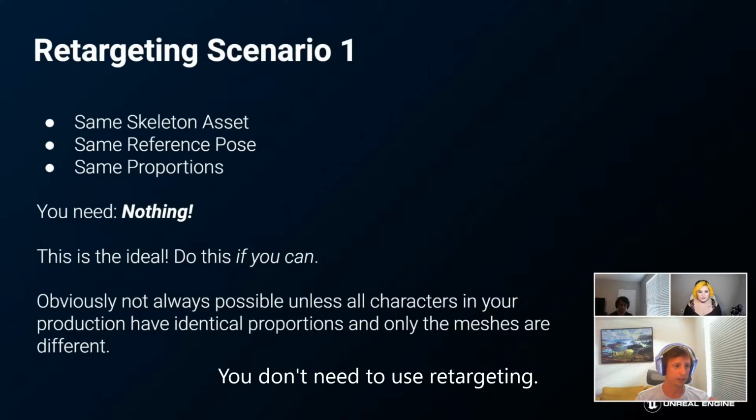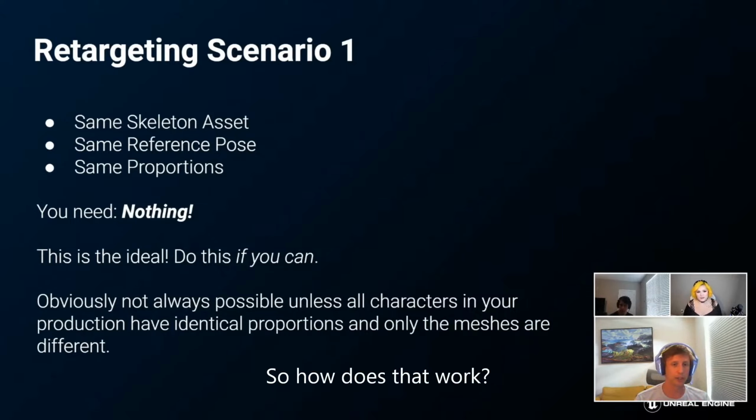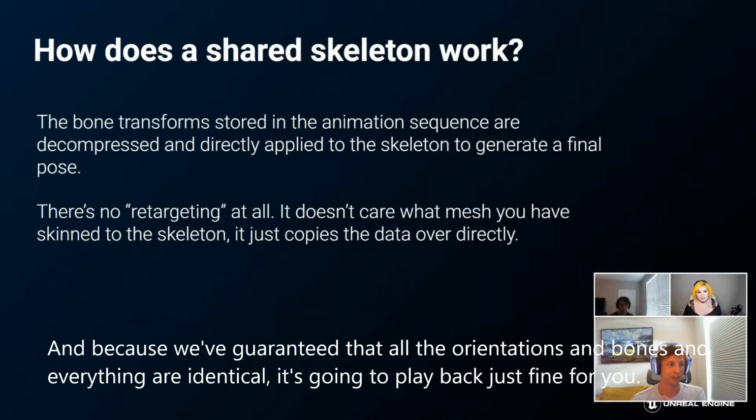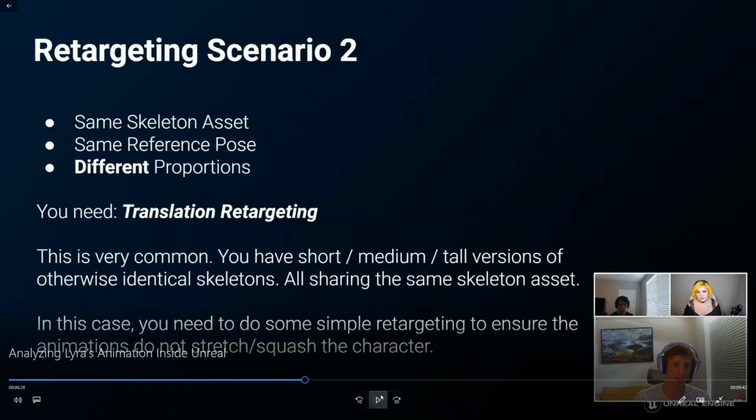Right on. You don't need to use retargeting. This is a scenario where you can just play sequences and they're going to just work, quote unquote. So how does that work? Well, the bone transforms stored in the animation sequence are decompressed and applied directly to your skeleton based on the names. And because we've guaranteed that all the orientations and bones and everything are identical, it's going to play back just fine for you. So that's the ideal scenario.